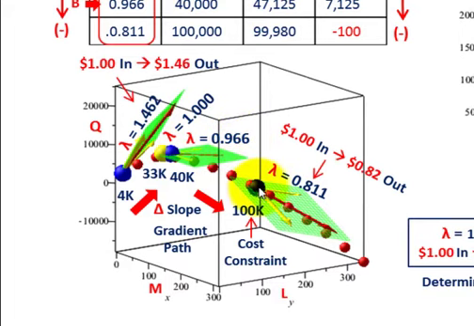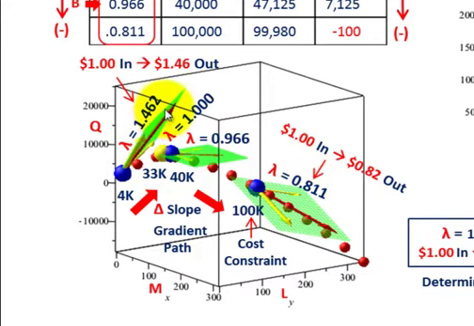And then moving down our gradient path, we get to a cost constraint of $100,000 that we can spend on material and labor. Based on our production function and calculating our Lagrangian, this is where we get 0.811. So at this point, with our cost constraint at 100,000, for every dollar we put in, we're only getting 82 cents out. So the point is, for $1 of material and labor content, you actually want to put in less than 82 cents in order to make a profit. And we'll look at that in terms of our shadow price.